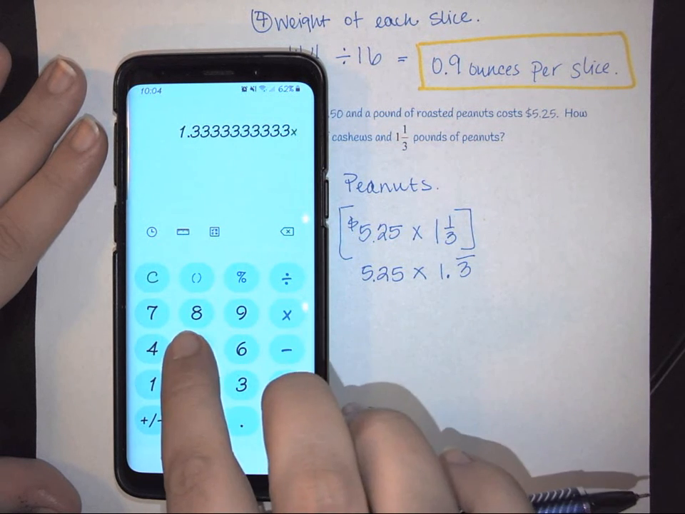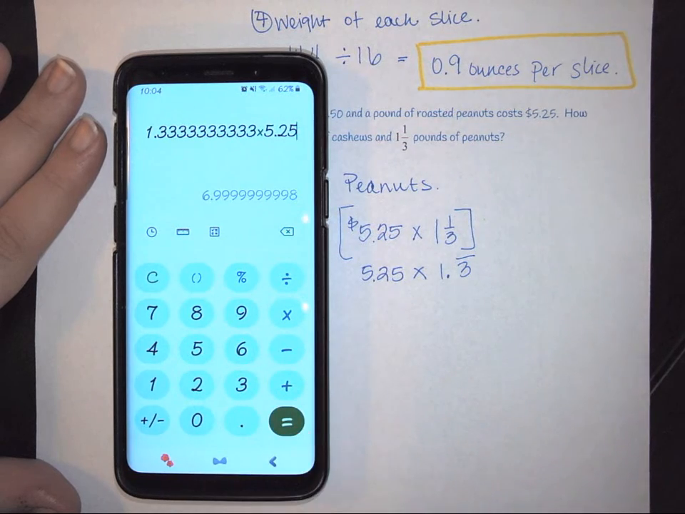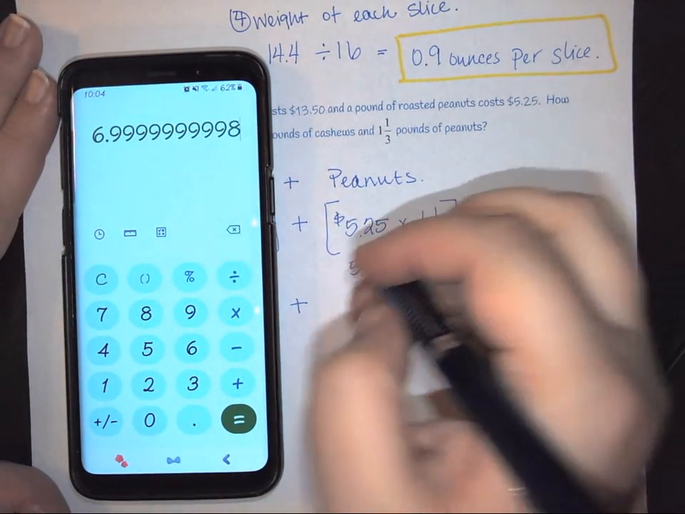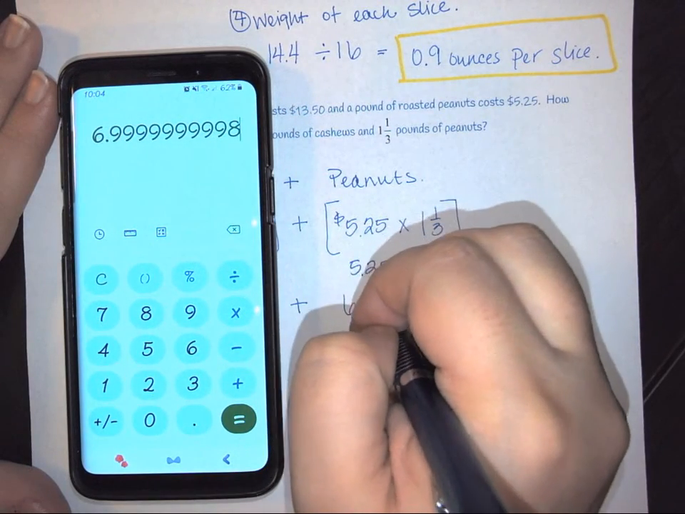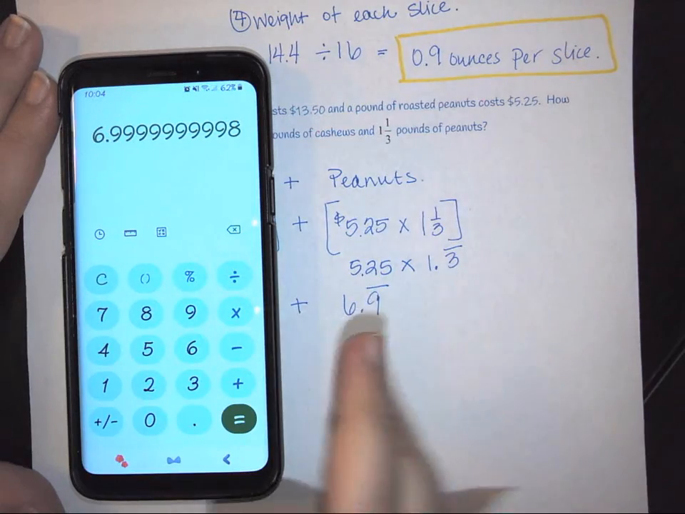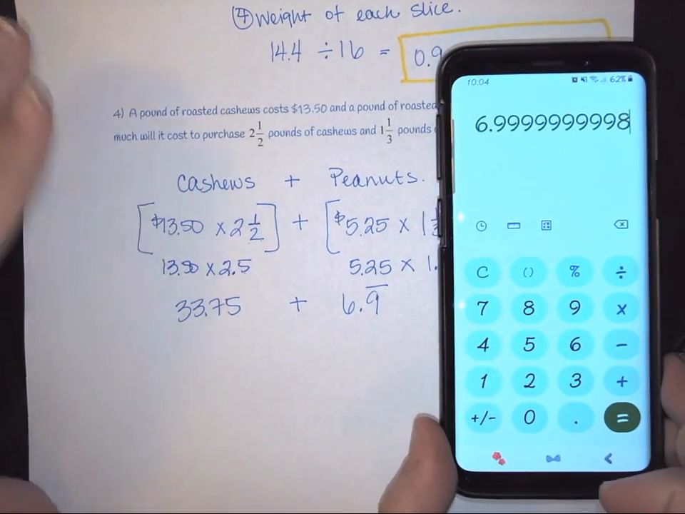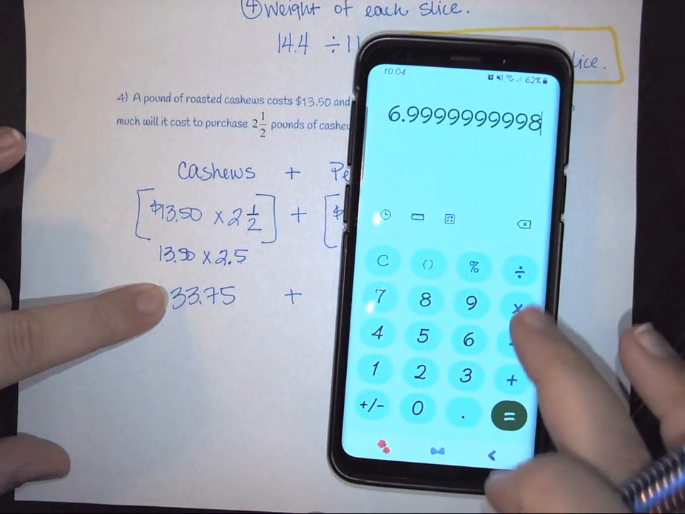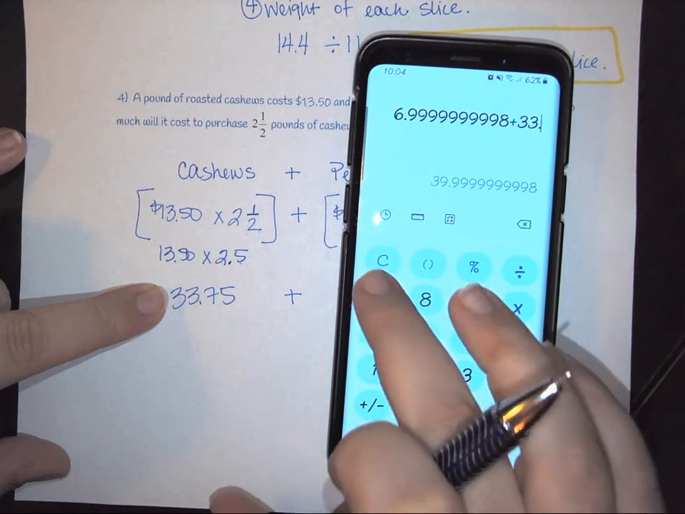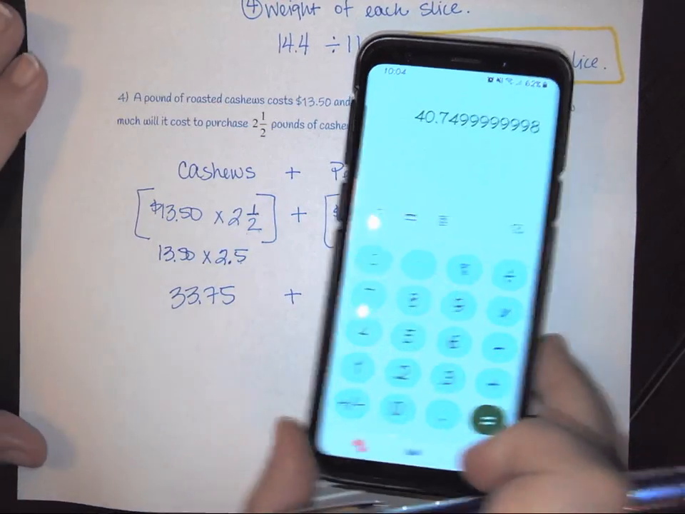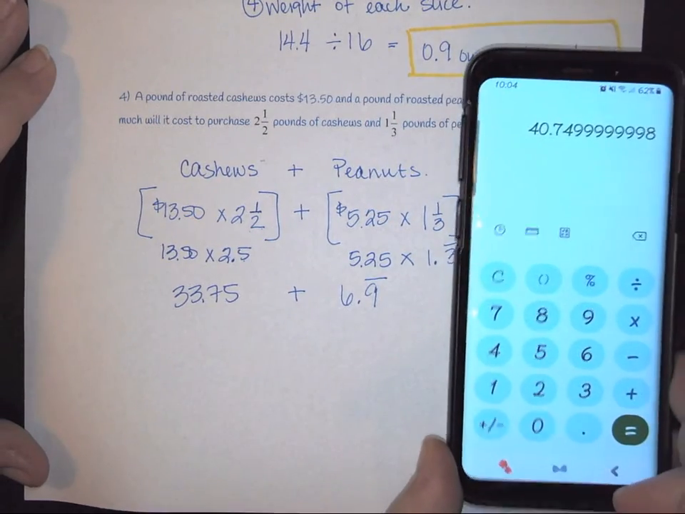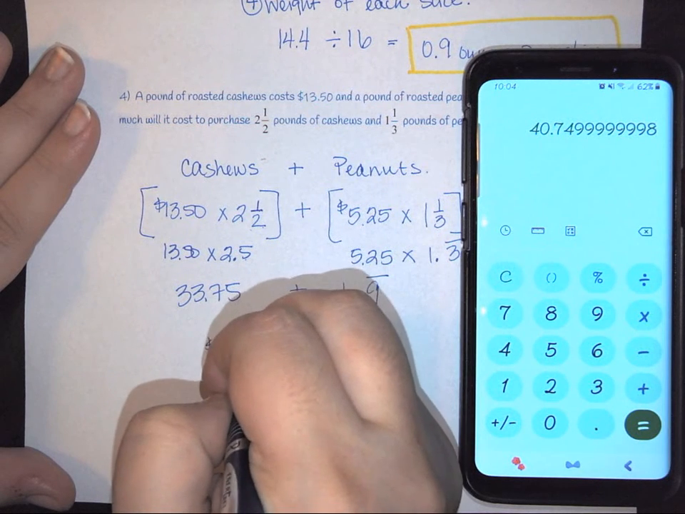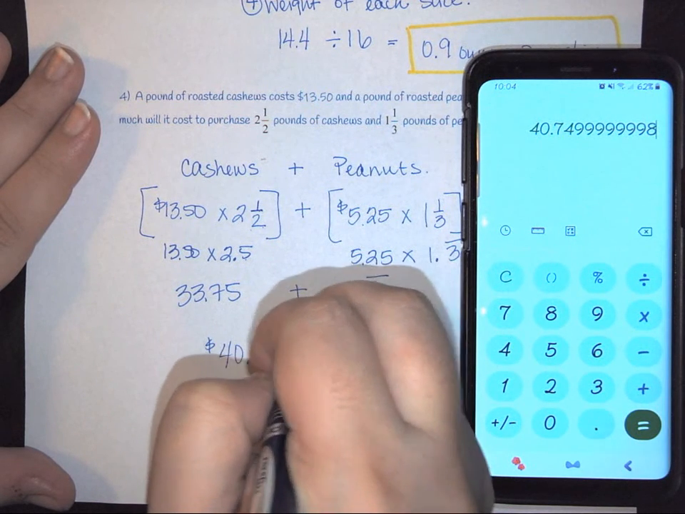And now I need to multiply that by 5.25, which is going to give me 6.9 repeating. So I'm going to save that in my calculator for a minute because I have to add in my 33.75. So I'm going to add in 33.75. And so here, this is going to give me 40.74 with the 9 repeating.